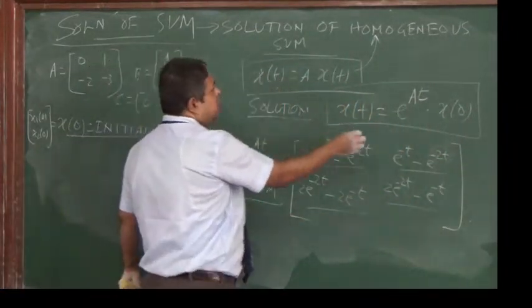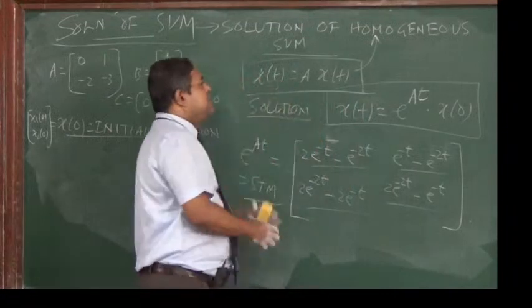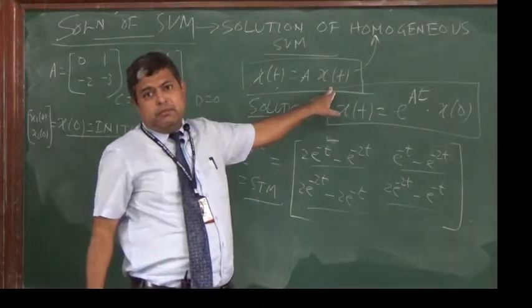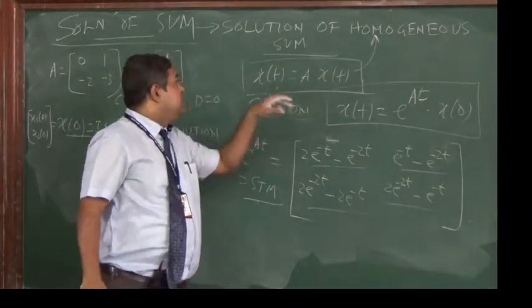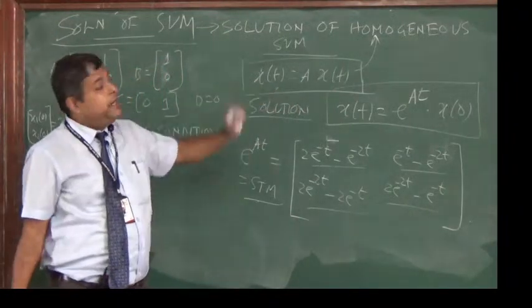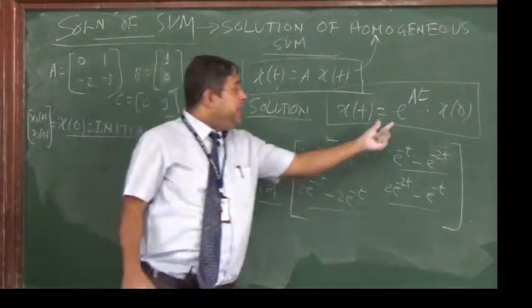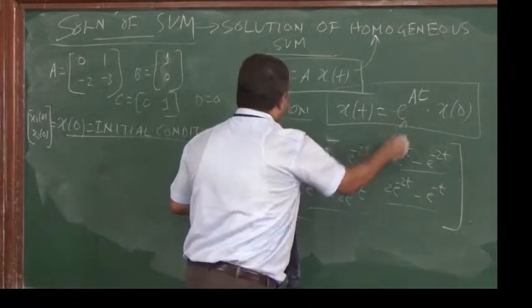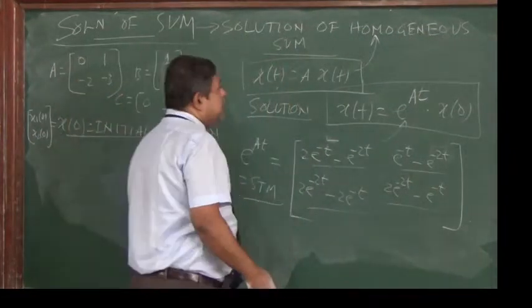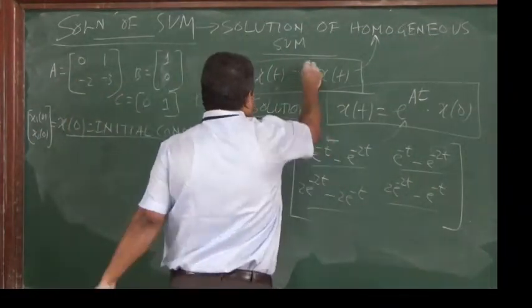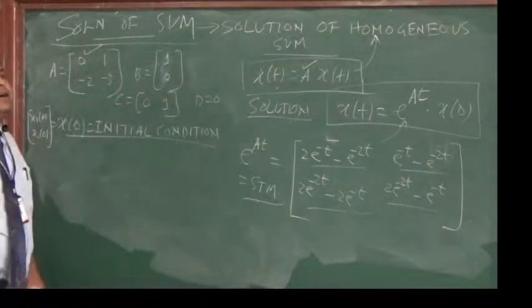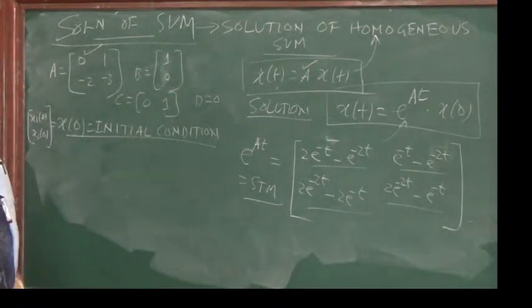So this is the system, x dot t is equal to A x(t). The dimension of x(t) here is 2 cross 1 because it's a two variable system. The dimension of x dot t is also 2 cross 1. In that case, e raised to At we have already found for 0, 1, minus 2, minus 3. So this A matrix, whatever is given here, is nothing but 0, 1, minus 2, minus 3.